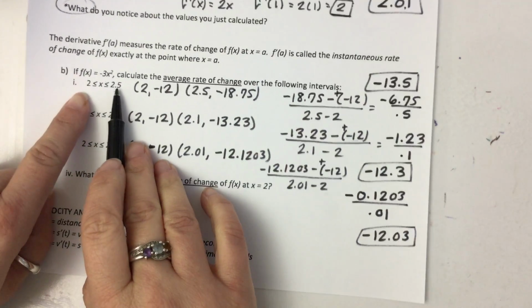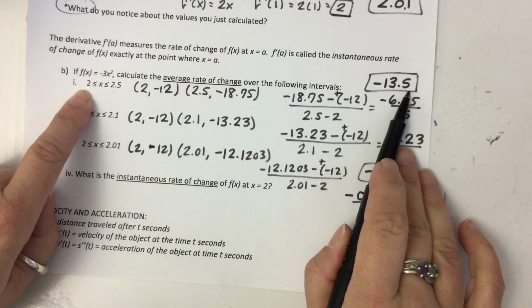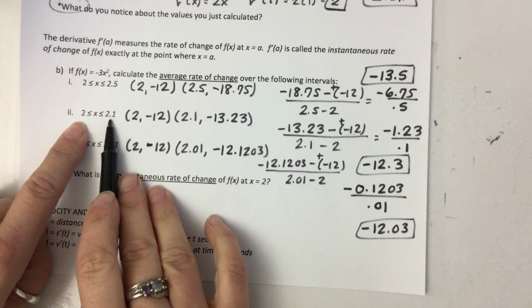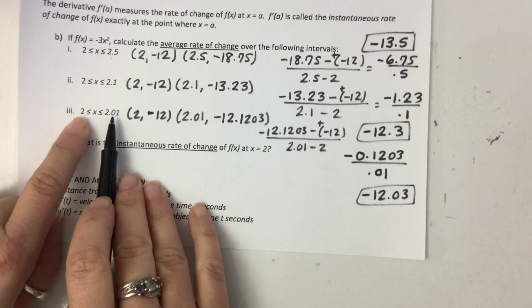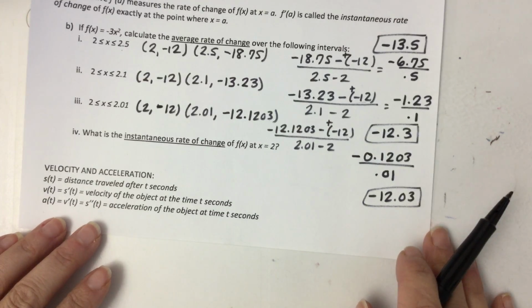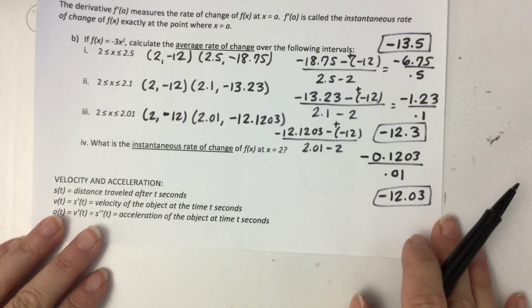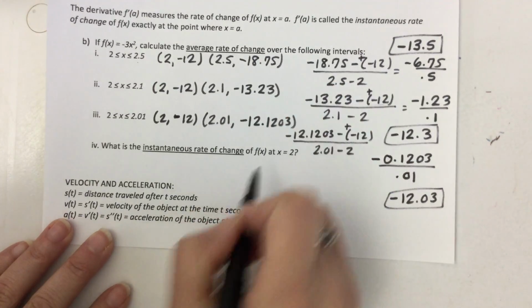Okay, when the points were half a unit apart, my average rate of change was negative 13.5. When they were a tenth apart, it was negative 12.3. When they were 100th apart, it was negative 12.03. What do you think the value is that they're approaching? Good, thanks for participating. Let's check it out and see if you got this.